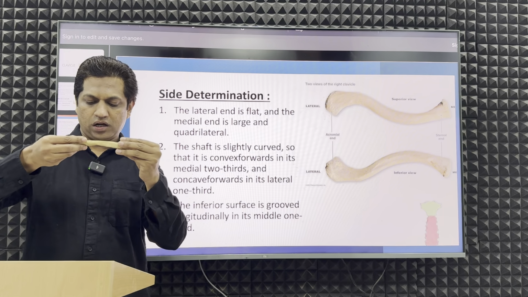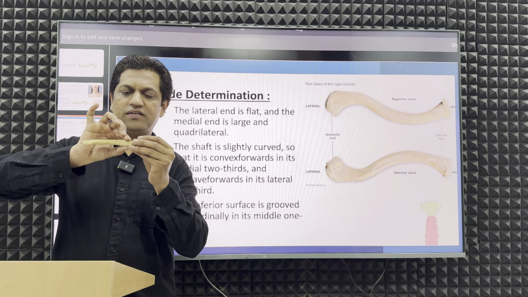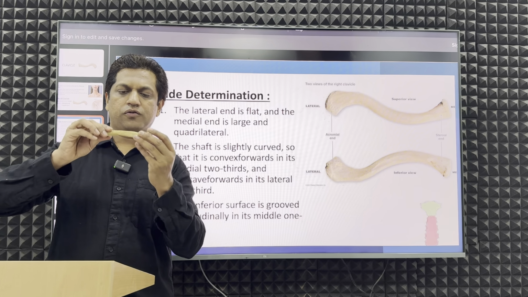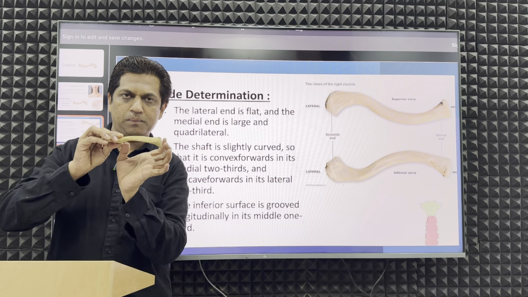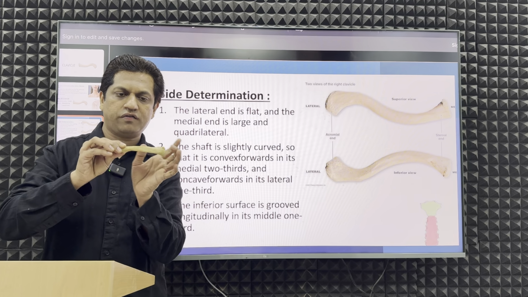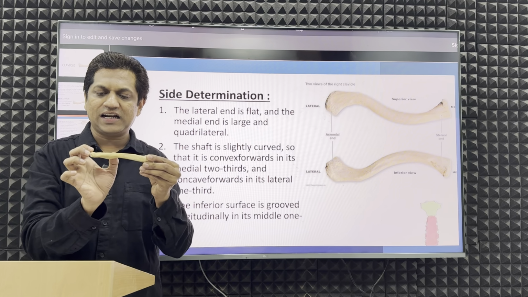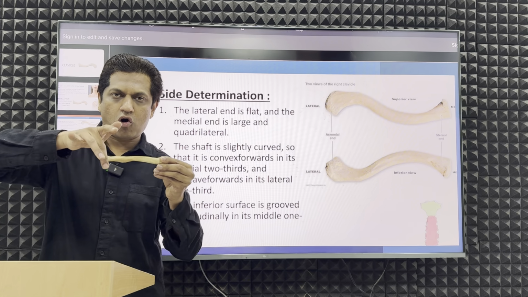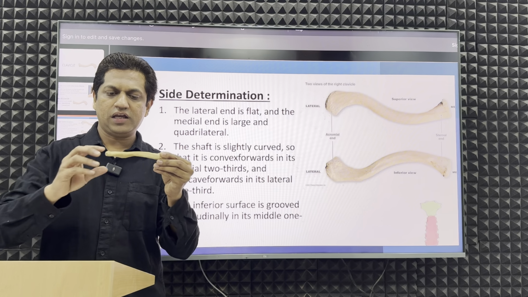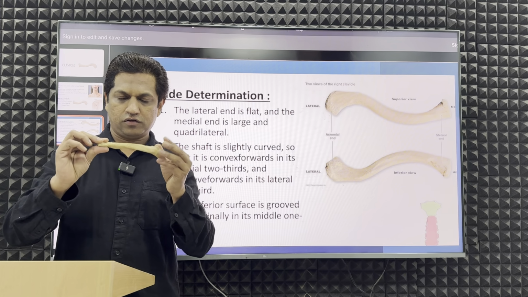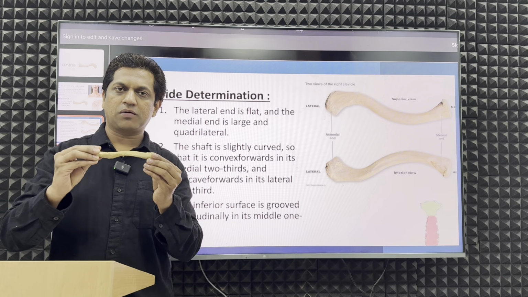Now the shaft, as you can see, is an S-shaped shaft. The medial two-third of the shaft is convex anteriorly and the lateral one-third of the shaft is concave anteriorly. Hope you remember these very important things to determine the side.